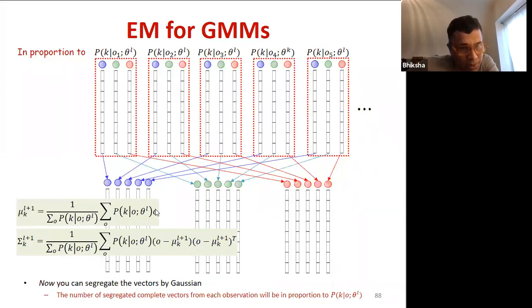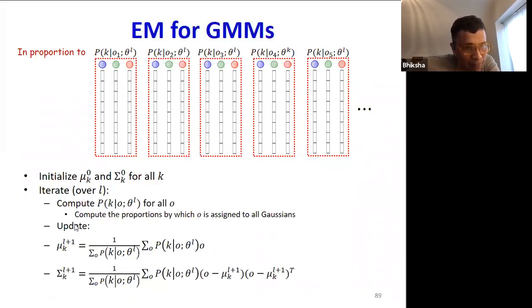So for any observation O, the number of blue vectors is going to be proportional to P of blue given O, right? So this is the total number of blue vectors that came from the first guy, and so on. And then we can re-estimate our parameters. Now, again, I'm not focusing on the formulae over here because we're going to look at a simpler way of doing EM. This is just to give you the standard mechanism for doing EM.